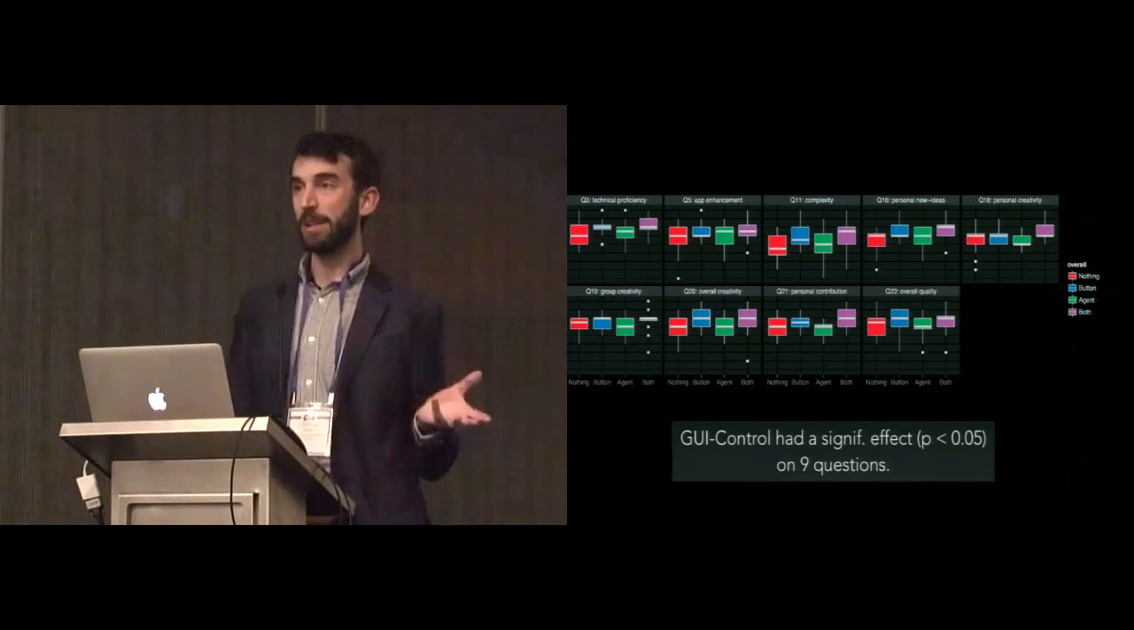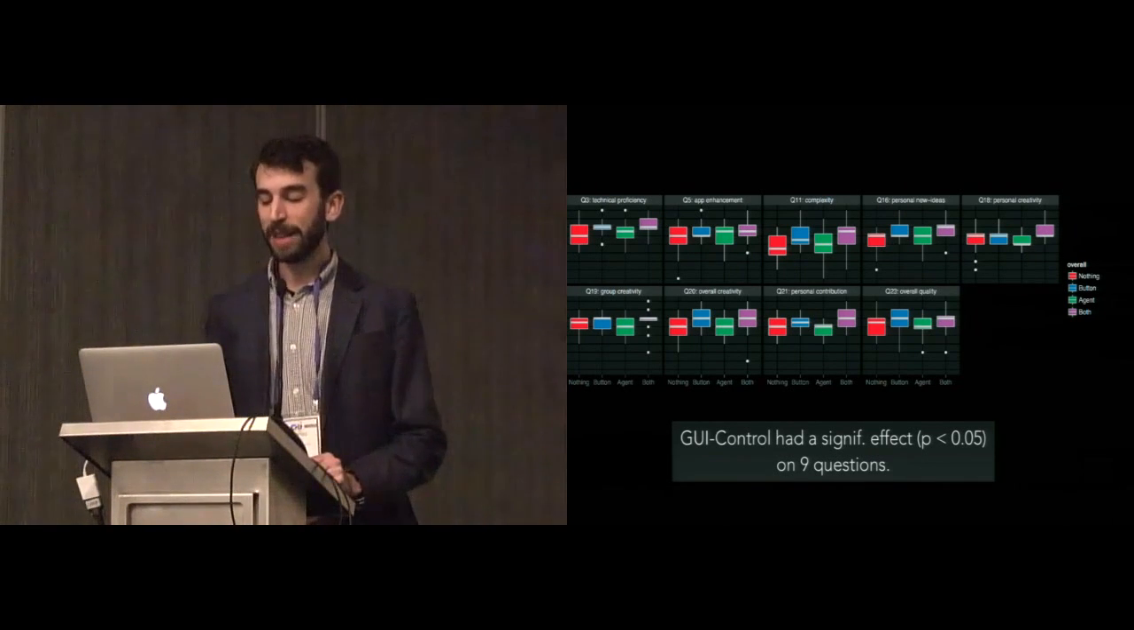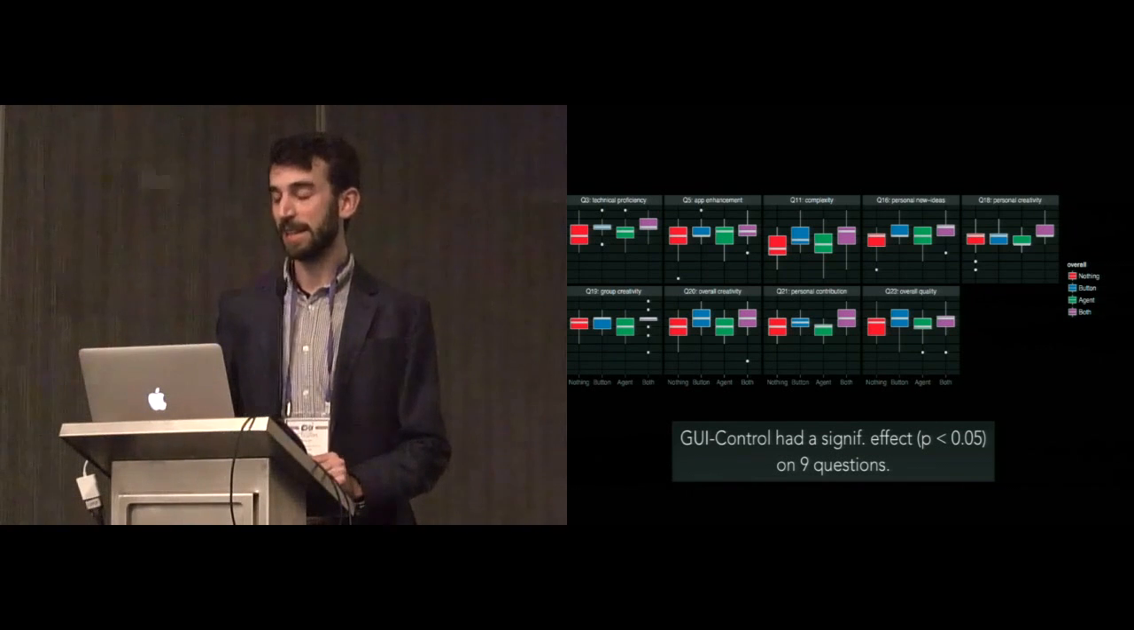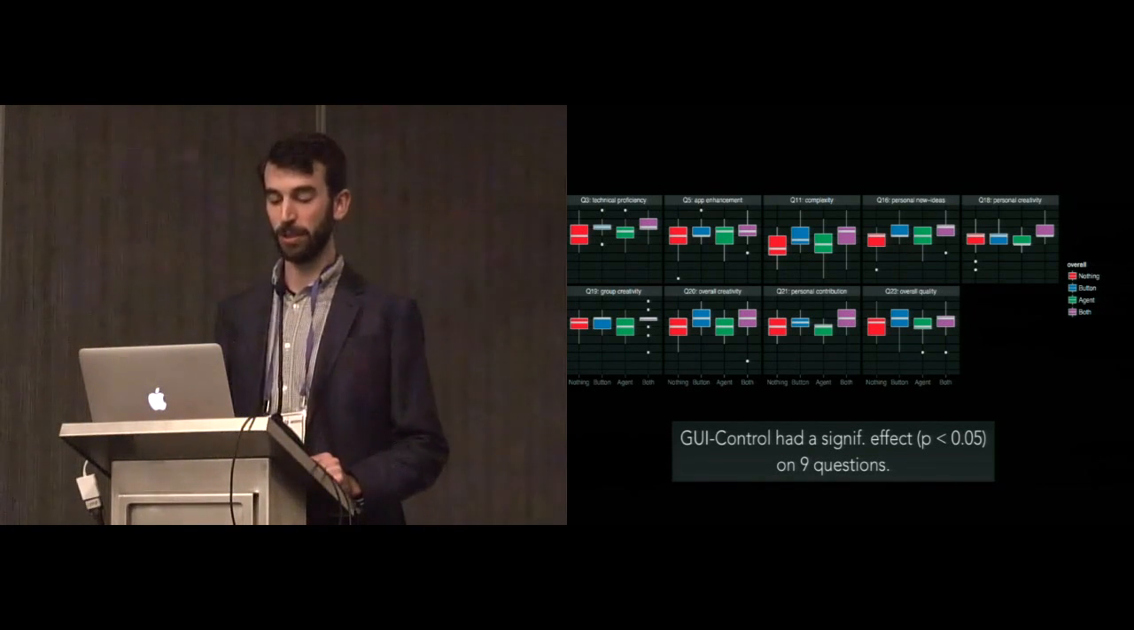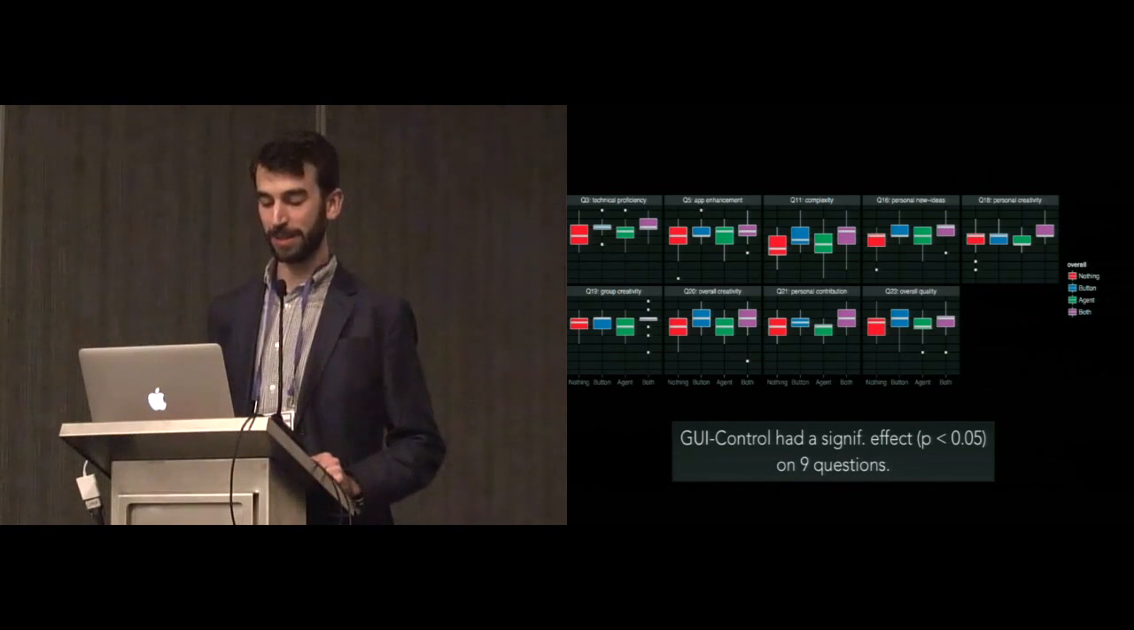Now I'm going to talk about the main results of our study. We analysed our survey results using the ART ANOVA procedure to establish significance for the main effects of GUI control and agent control, as well as interaction effects.